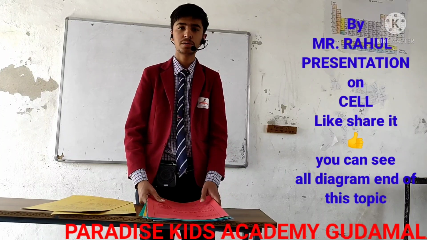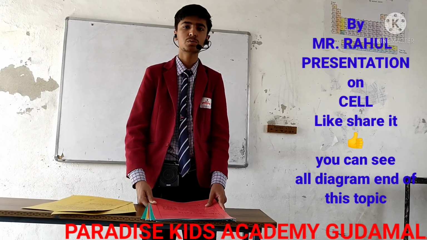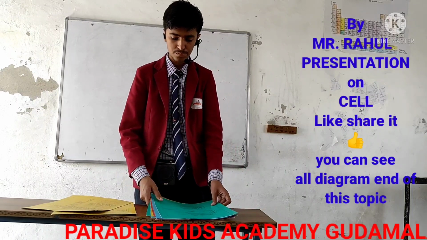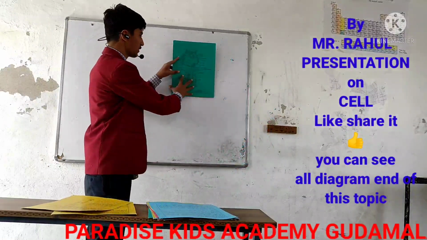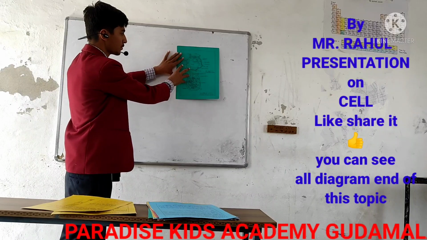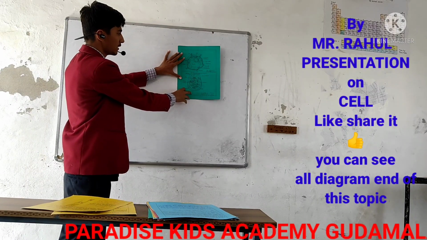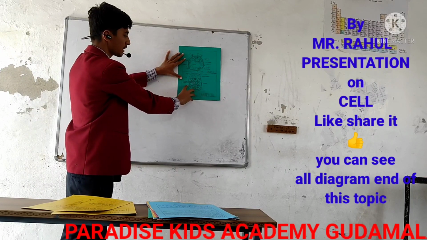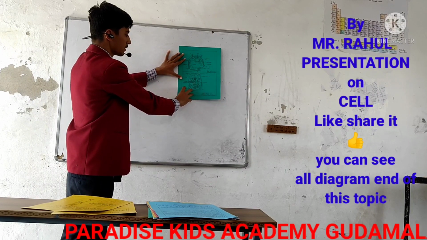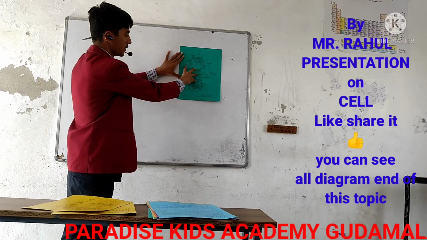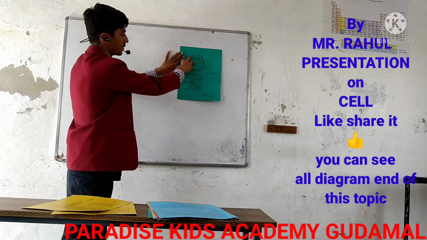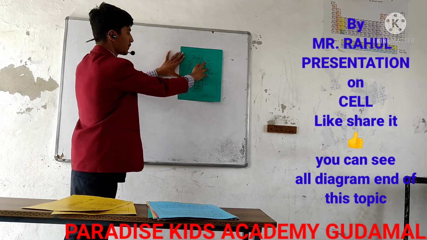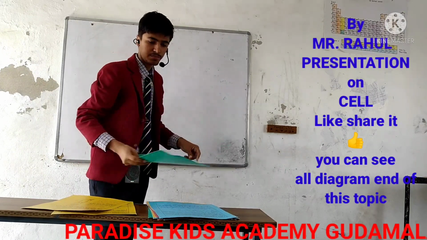Basically, I am going to tell you about two eukaryotic cells: an animal cell and a plant cell. So these are the main types, animal cell and plant cell. In a plant cell, a cell wall is present. In an animal cell, the cell wall is absent. Both have cytoplasm, ribosomes, smooth endoplasmic reticulum, rough endoplasmic reticulum, nucleus, etc.